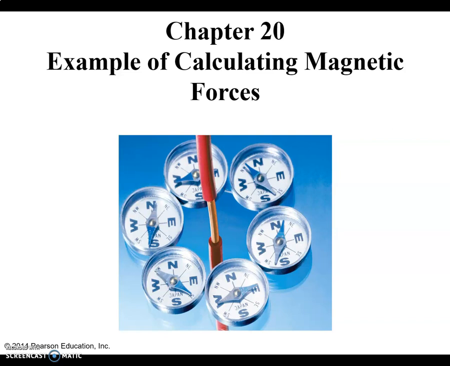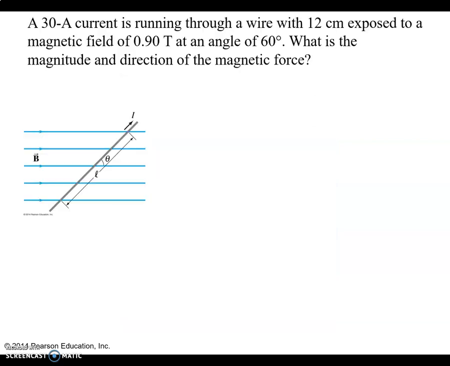In this video, we're going to look at the equations we got in our previous video and have a little practice in using these equations. So here's the first example. We have a 30 amp current running through a wire with 12 centimeters exposed to a magnetic field of 0.9 teslas at an angle of 60 degrees. What is the magnitude and direction of the magnetic force?